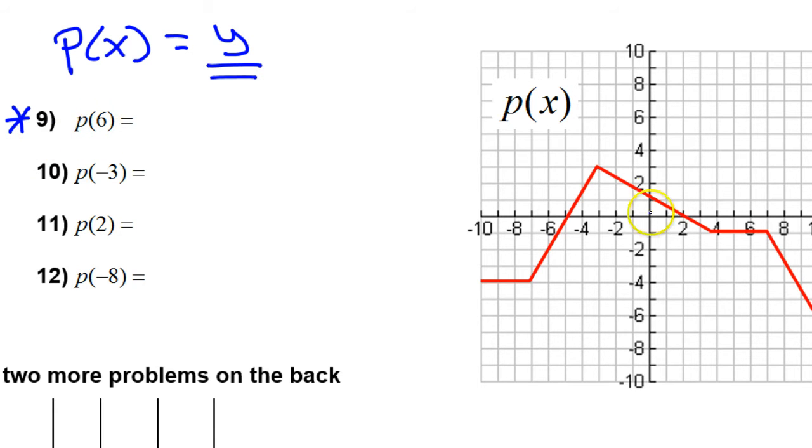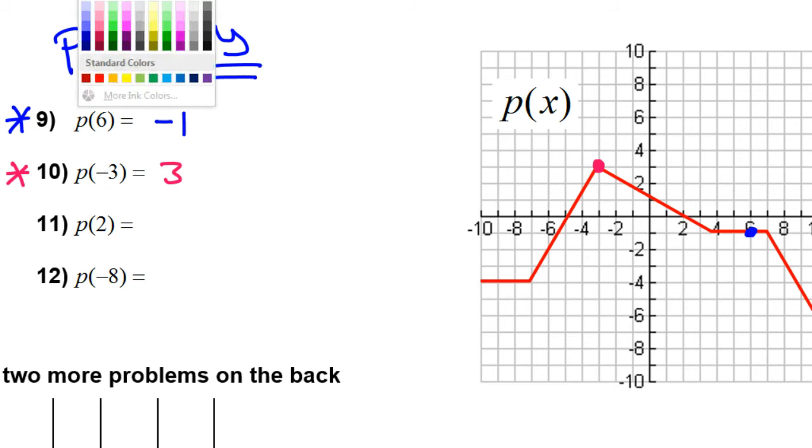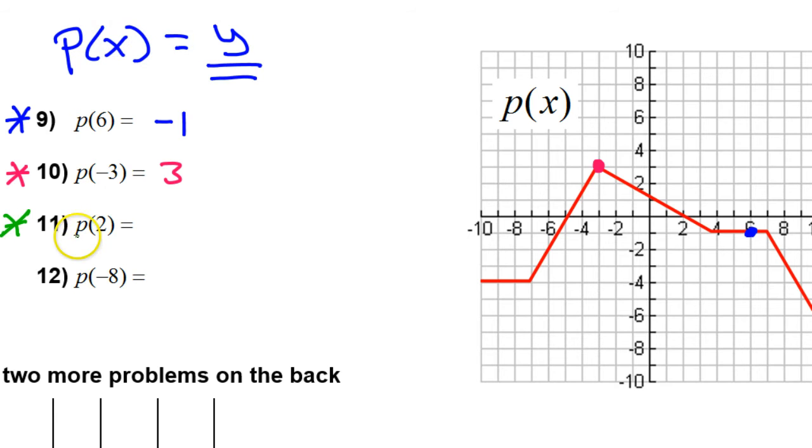Okay, so let's do number 9 first. The x value is 6. So if we go over to 6, and then we look and see, here's where the function is. It's at a y value of -1. Okay, let's do that again. I'm going to switch colors. Now I'm doing number 10. Let's go to an x value of -3. That would be here. And then I look up and see the function is here. At an x value of -3, the y value is +3. Now let's do number 11. The x value is 2. If I go over to an x value of 2, I see the y value is right here. It is 0.